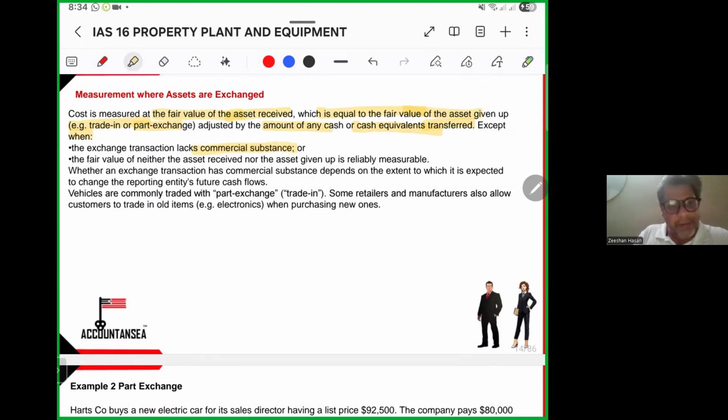Remember that. Or the fair value of neither the asset received nor the asset given up is reliably measured. Whether an exchange transaction has commercial substance depends on the extent to which it is expected to change the reporting entity's future cash flows. Vehicles are commonly traded with part exchange. Trade-in: some retailers and manufacturers also allow customers to trade in old items, for example, electronics, when purchasing new ones.